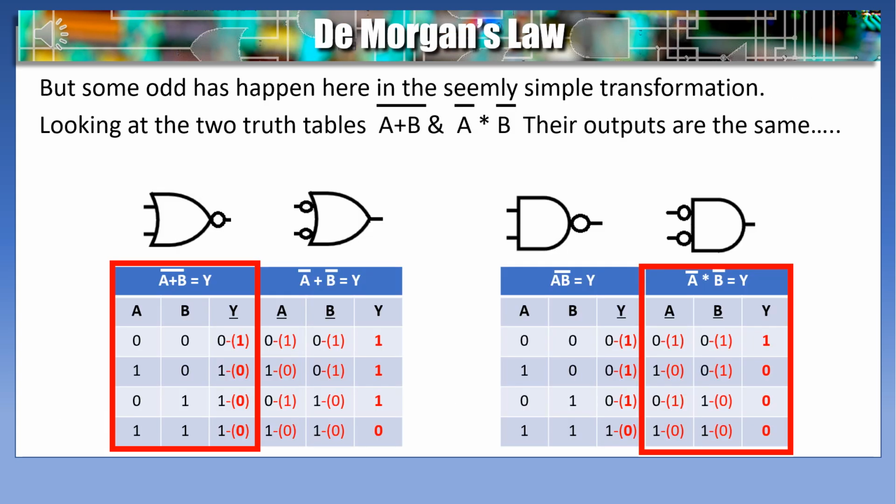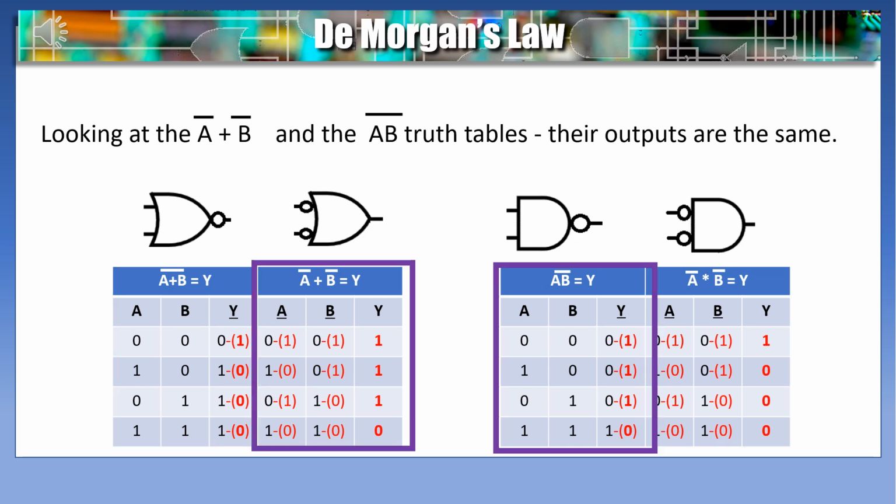Something odd has happened here in the seemingly simple transformation. Looking at the two truth tables of A or B not and A not and B not, their outputs are the same. And the A and B not and the A not or B not truth tables, their outputs are the same.